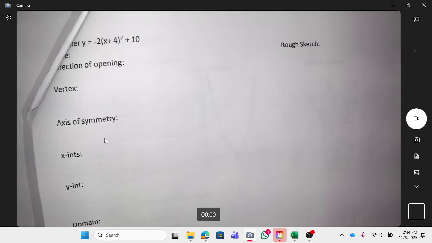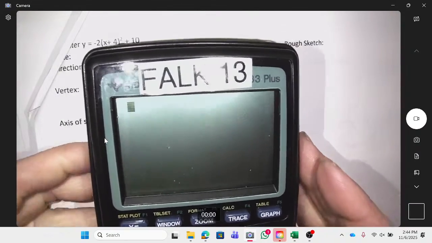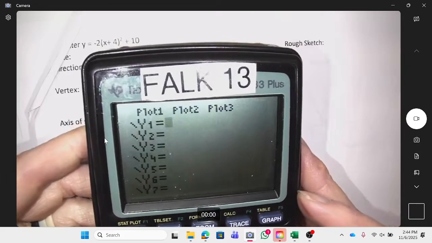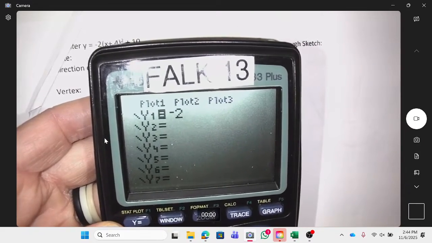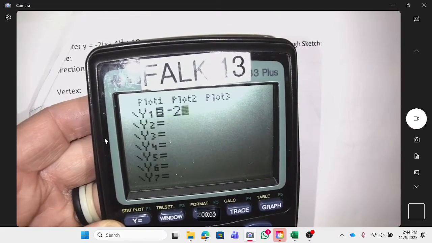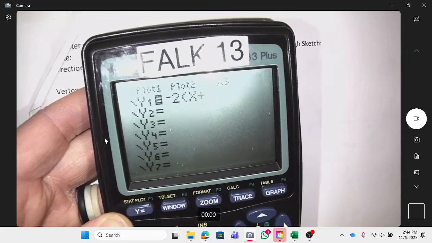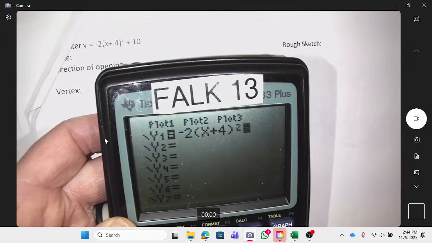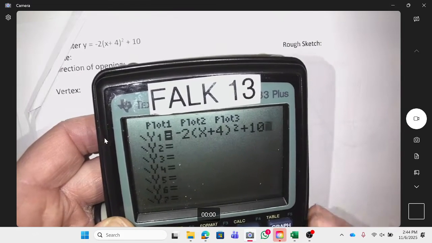Okay, so we're going to go straight into our calculator, turning it on. And we're going to hit Y equals. I've got stuff in there, so I'm going to clear it out. I need you to use the negative symbol, not subtract: negative 2, bracket, x plus 4, bracket, then the squared symbol, and then add 10.